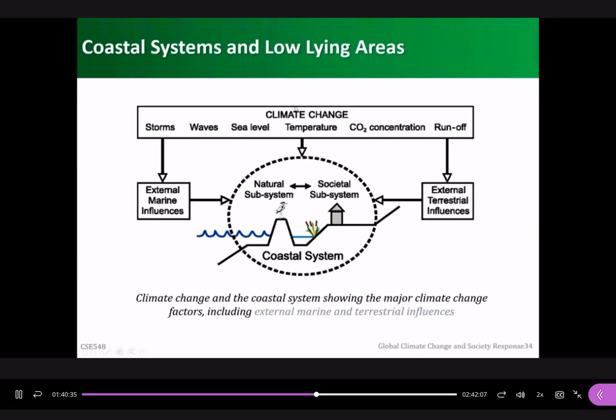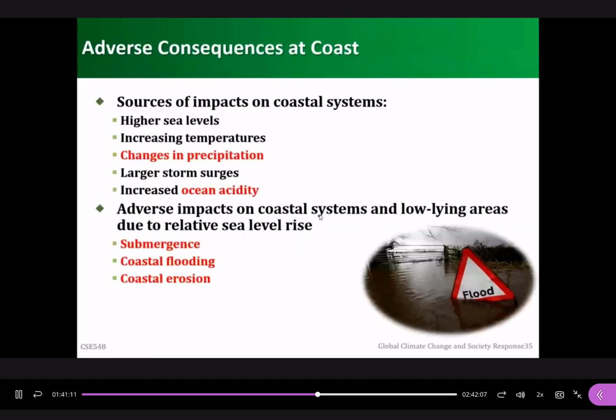There are many keywords here. Climate change will cause storms. The storms can affect the marine system. The marine system can affect the coastal system. The waves and sea level rise can also affect the coastal system. Temperature increase itself can affect the coastal system. CO2 concentration increase and the runoff of the rivers affect the coastal system. So the coastal systems are affected by two parts.